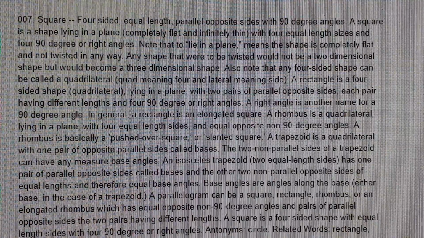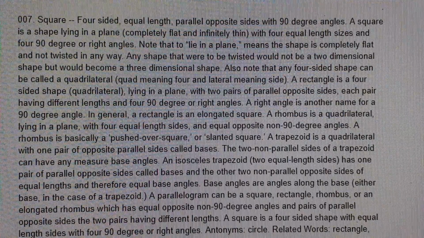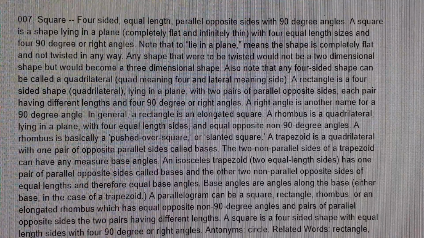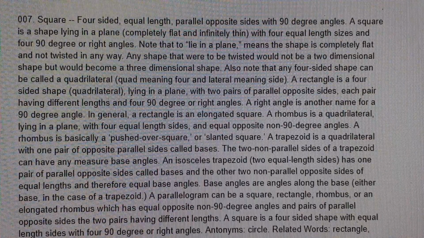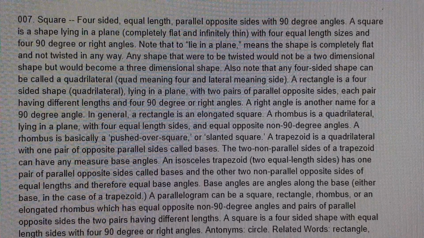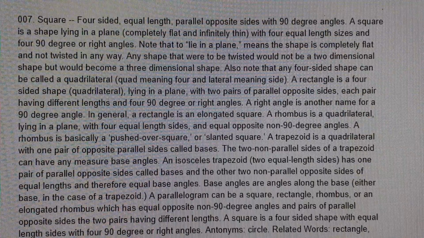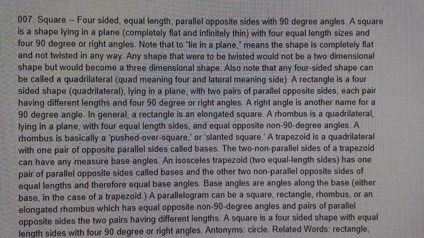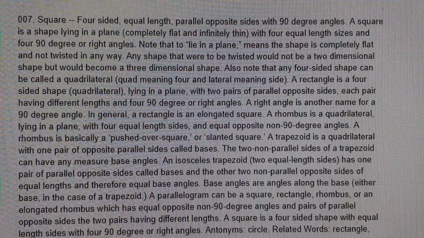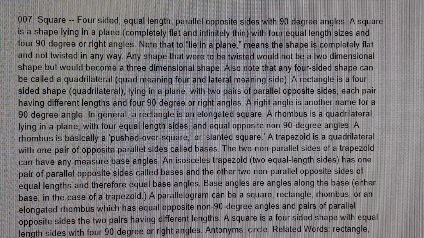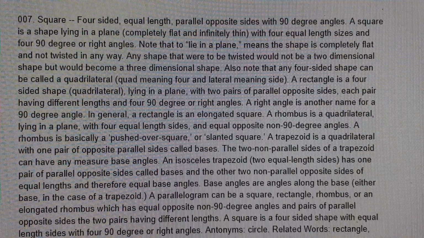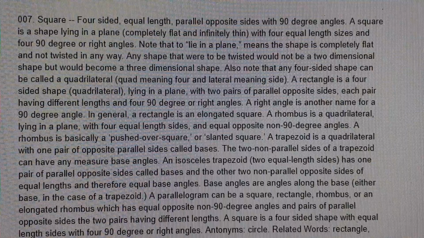A parallelogram can be a square, rectangle, rhombus, or an elongated rhombus which has equal opposite non-90-degree angles and pairs of parallel opposite sides, the two pairs having different lengths. A square is a four-sided shape with equal length sides with four 90-degree or right angles.